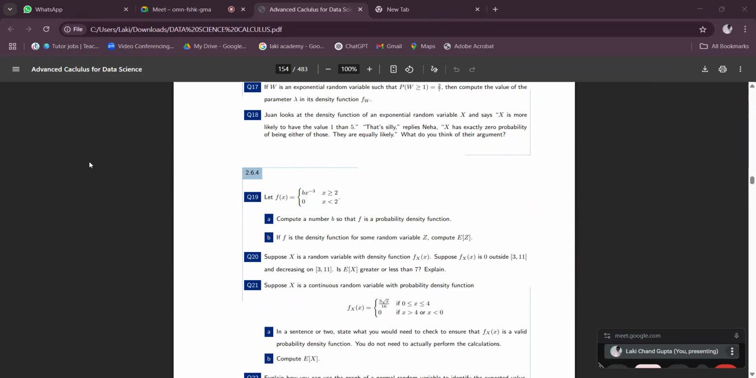Now I will tell you how to find expected value. What is expected value? The expected value is the multiplication of probability by a variable, right? Very good. But what does it mean? Whenever we say expected value, this is called expected value.